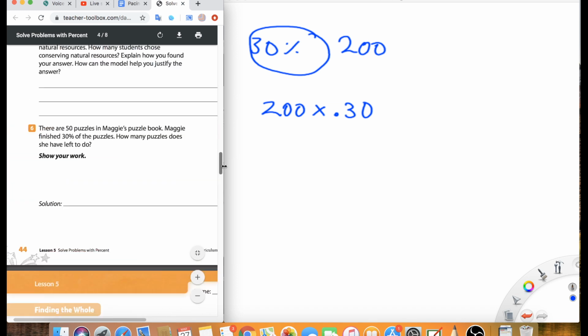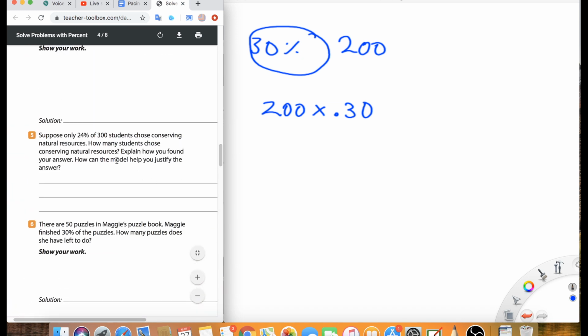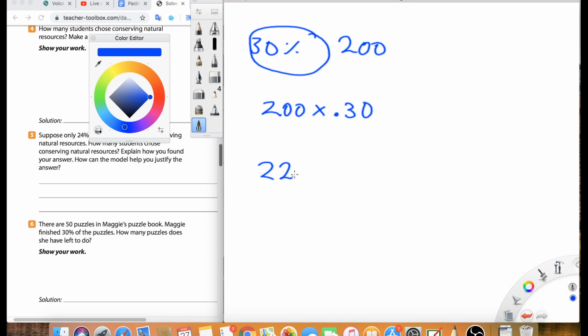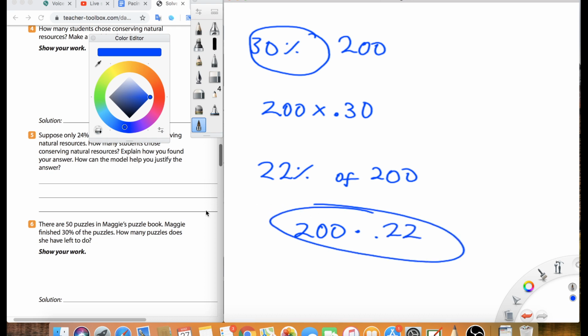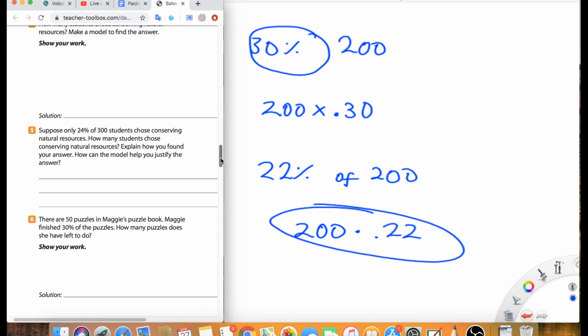Next question, number 5 says, suppose only 24% of 300 students chose conserving natural resources. How many students chose conserving natural resources? Again, this whole explanation thing, the extra steps, you don't have to do them. For example, now they ask you for a different percentage, okay, of the 200. It's still the same steps. You're still multiplying by the decimal form. So make sure you show your work like this here, and I'll be fine with that.